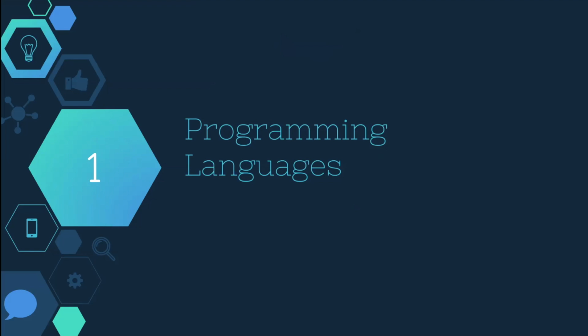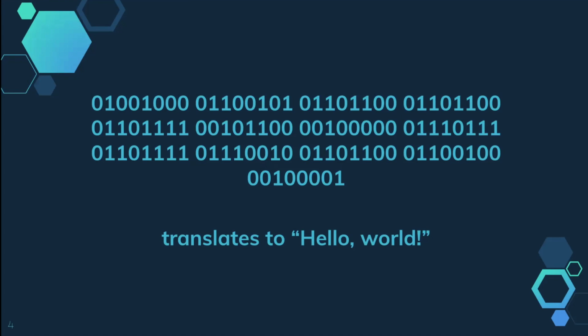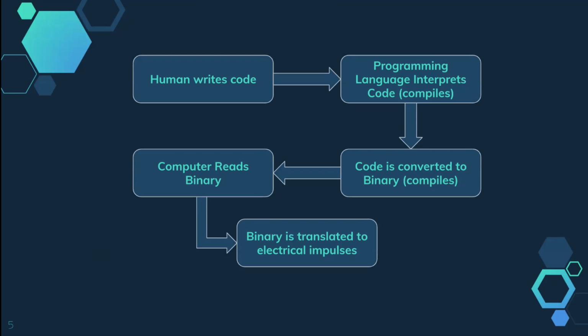Programming languages. Simply put, programming languages are what we use to interface with our computers. Computers run on ones and zeros, binary code. Humans cannot easily read and understand those ones and zeros, so we use programming languages as a translator. Specifically, a human writes the code, the programming language interprets the code, that code is converted into binary as part of the interpretation. The computer reads that binary, and then the hardware translates those ones and zeros onto the hardware, where each one and zero is the presence or absence of an electrical impulse.